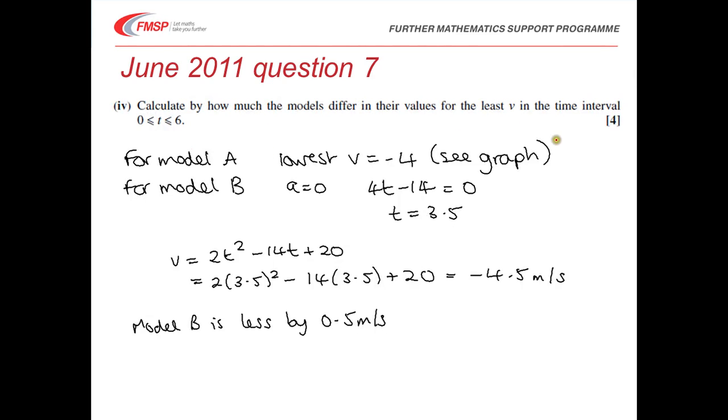In part 4, there's just one mark for recognising from the graph, an independent mark, that the velocity for model A is -4 when it's at a minimum. And then on model B, we get a method mark for recognising that the acceleration would have to be 0 at that minimum point. And then an accuracy mark for working out the -4.5. So substituting that value of 3.5 back in. And then a final follow-through mark for making a correct comment in relation to the values that you calculated in the question. So in our case, the correct answer is that there was a 0.5 meters per second difference and model B was 0.5 less than model A.